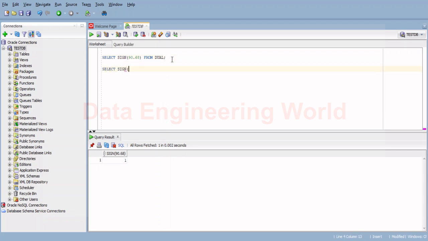Now let's use the sign function and pass a negative value here, and let's see what output we are getting here. So we have got -1 as output. Now let's again use the sign function and pass 0 here. If we are passing 0 here, we will get the output as 0. So this is the use of the sign function to identify whether a number is a positive number or a negative number, or if it is a 0.